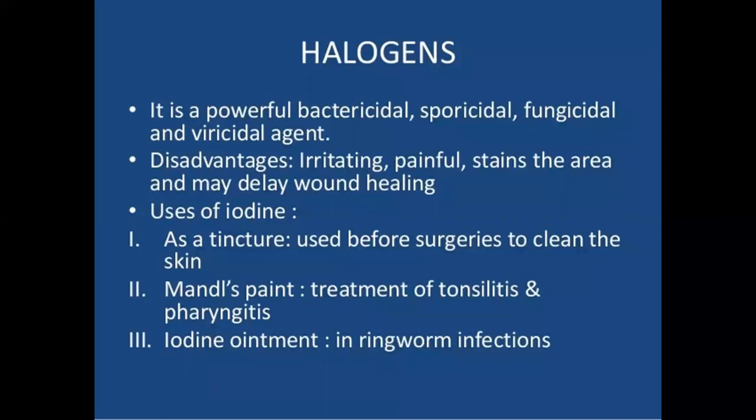Halogen is a powerful bactericidal, sporicidal, fungicidal, and bactericidal agent. Disadvantages: irritation. Wait, what is meant by fungicidal? What is meant by bactericidal?